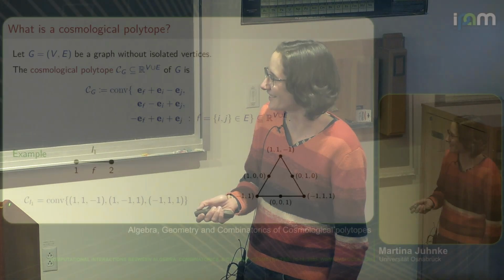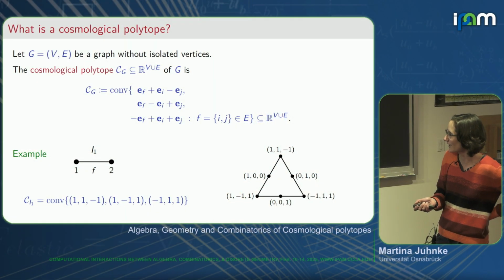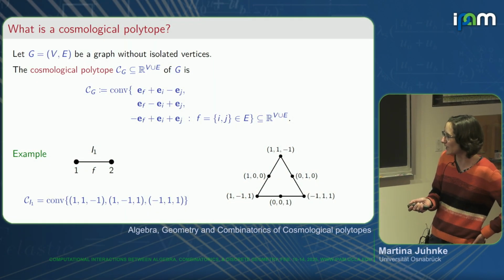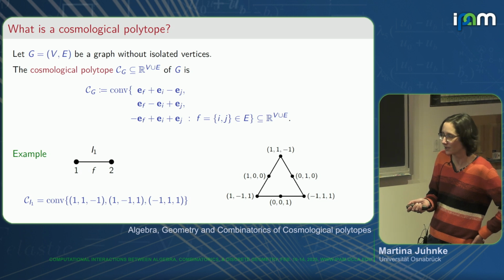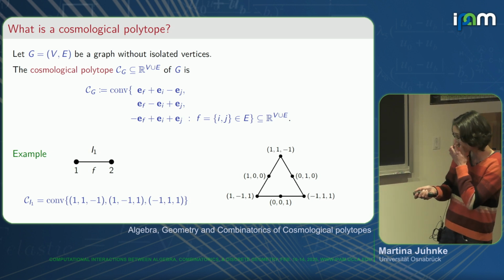So let's start with this edge. I have a vertex 1, I have the vertex 2, I have the edge from 1 to 2, which I call F. So now I have 3 coordinates. Let's say the first coordinate corresponds to vertex 1, the second to vertex 2, the third to the edge F. And then I have these 3 vectors: here I take a minus 1 for the edge, here I take a minus 1 for vertex 2, here I take a minus 1 for vertex 1. If I do this, I just get this triangle.